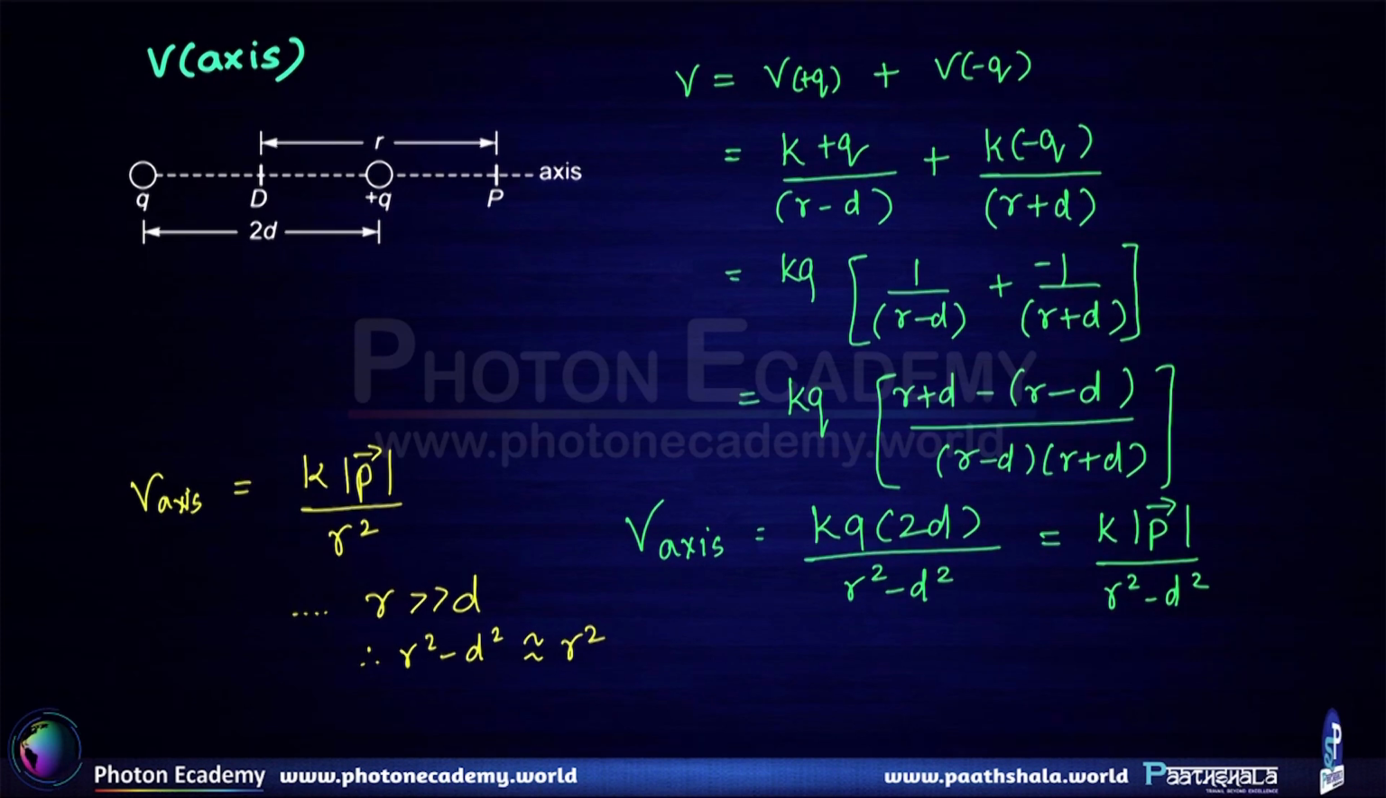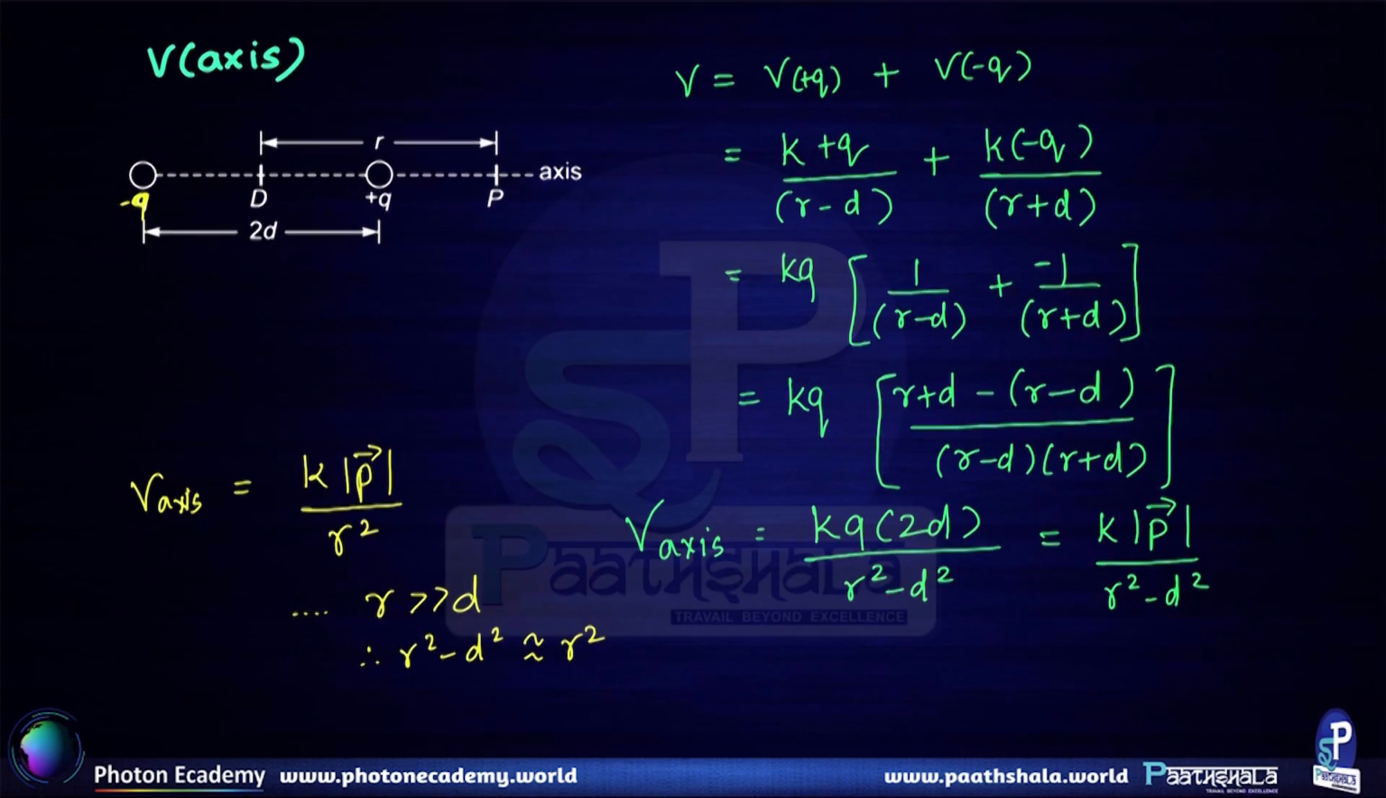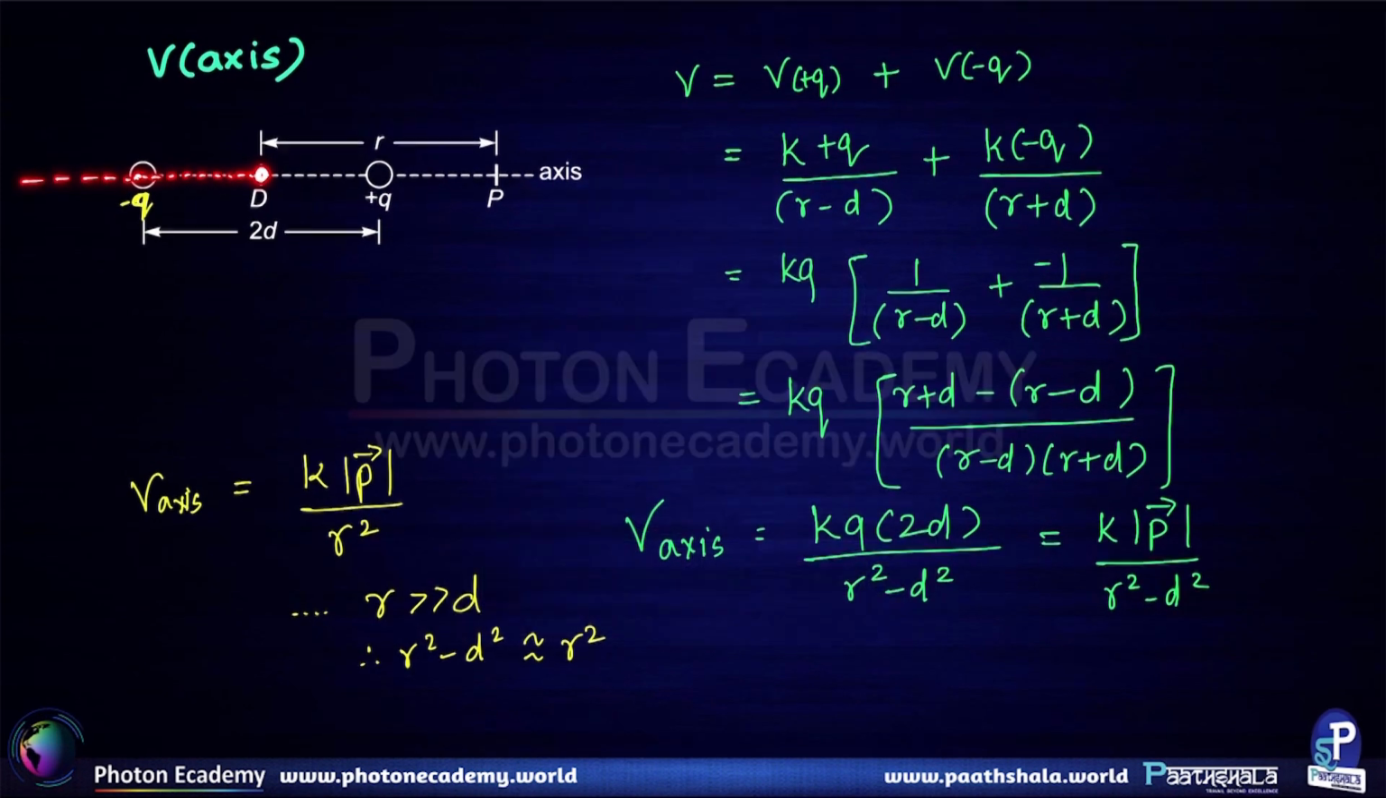So if we are talking about points towards the left of the minus q charge, this charge is minus q, in this region, then the potential is going to be negative till this point. Here the potential will be 0 because it is equidistant from plus q and minus q, and for all these points the potential is going to be positive. So this is something that we need to understand.